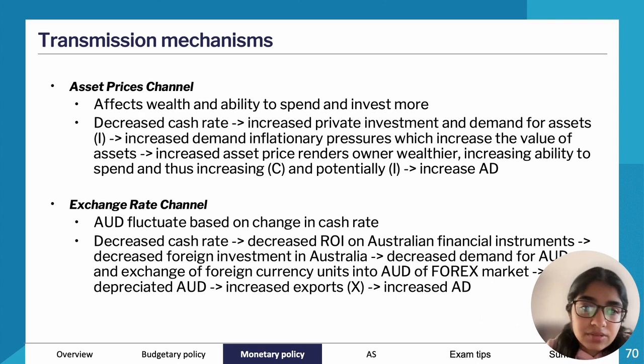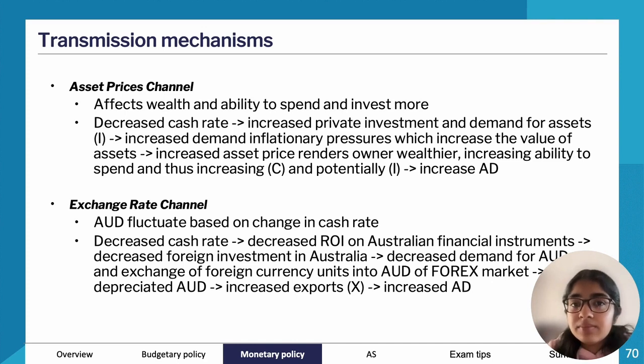Next is the exchange rate channel. That's when the Australian dollar fluctuates, and that's based on the cash rate. So let's say the cash rate is higher, like it is now. I know on the slides it says decreased cash rates, but let's talk about the current situation. So we have a higher cash rate, right? That means there's a higher return on investment on Australian financial instruments. So if people invest money in Australian banks or something, they get a better return. This increases foreign investment in Australia, so more people from overseas decide to invest in Australian financial institutions.